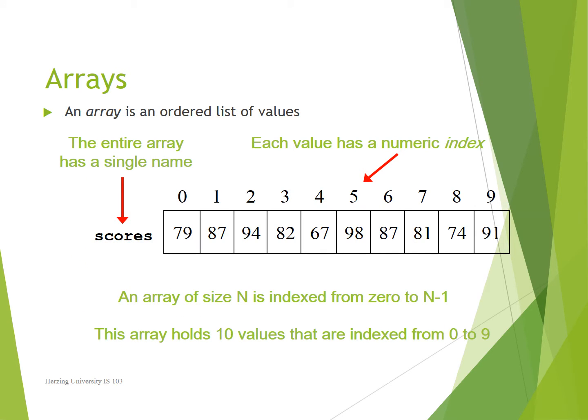An array is an ordered list of values. If you look at the examples below, the entire array has a single name, scores, and each value has a numeric index. An array of size n is indexed from 0 to n-1. This array holds 10 values that are indexed from 0 to 9.